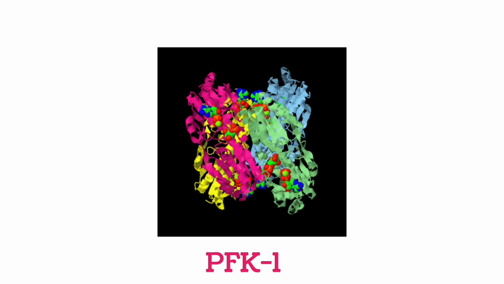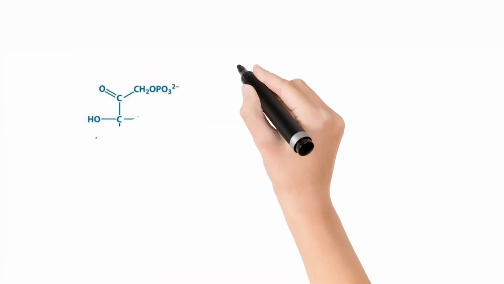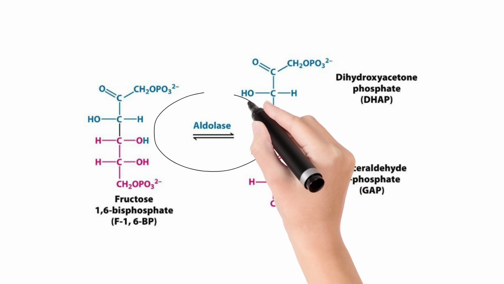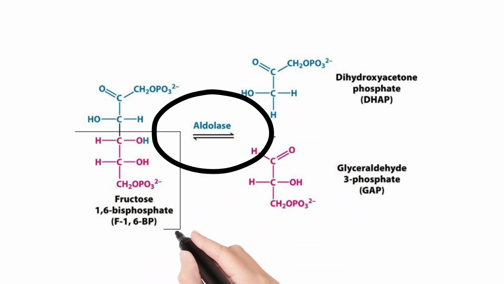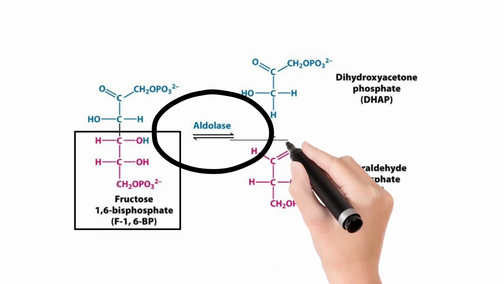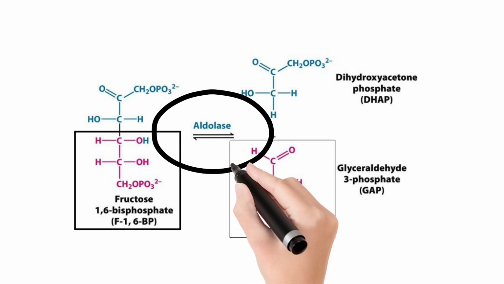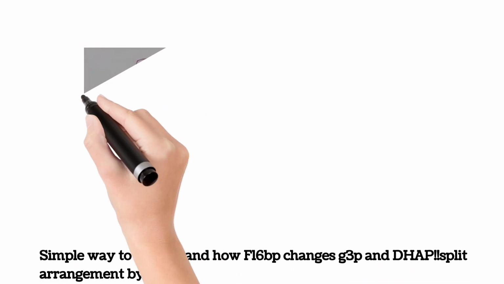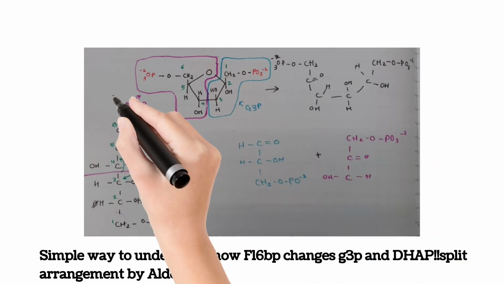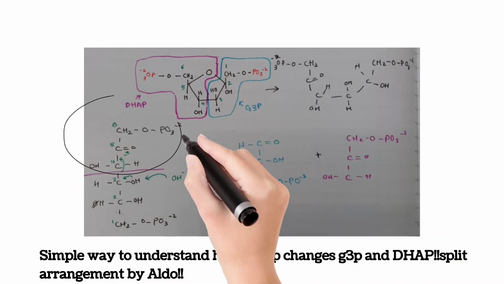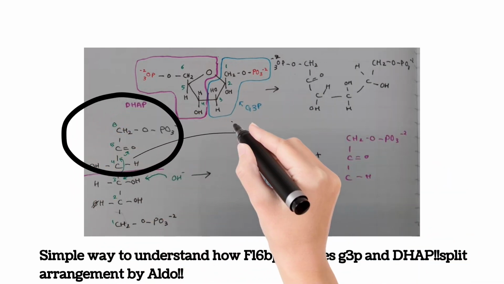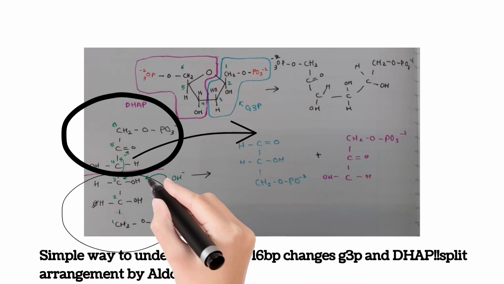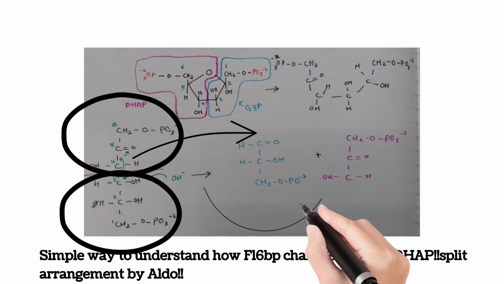So in the next step, fructose 1,6-bisphosphate is converted into glyceraldehyde 3-phosphate and dihydroxyacetone phosphate with the help of the enzyme aldolase. Now a simple way to understand how fructose 1,6-bisphosphate changes to glyceraldehyde 3-phosphate and dihydroxyacetone phosphate is by split arrangement by the aldolase enzyme. So you can see in the figure.